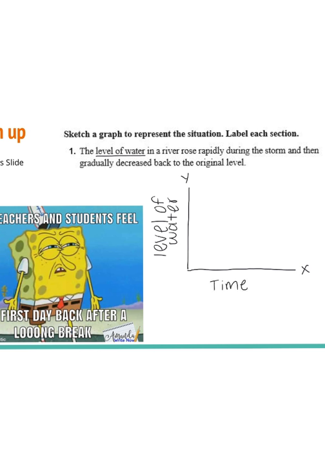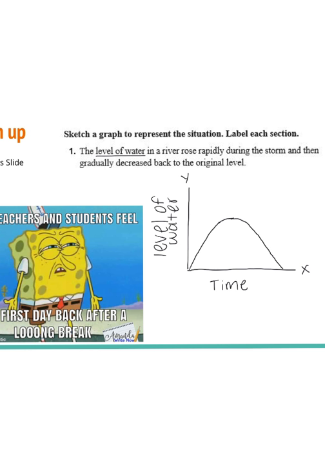Time is actually a very good one. If you're not sure what the x-axis should be, that's a lot of the time what it's going to be, okay? So if the level of water as the storm is happening, it's obviously increasing, right? So it's going up in the beginning. And then as the storm dies down, it says it gradually decreases back to the original level. So the storm's gonna stop, the level will stay the same, and then it's gonna go down over time. And it's gonna go all the way back to the original level, okay? The level of the water.